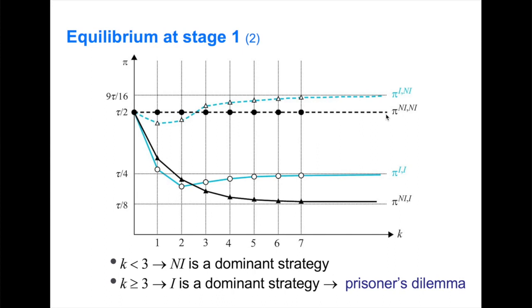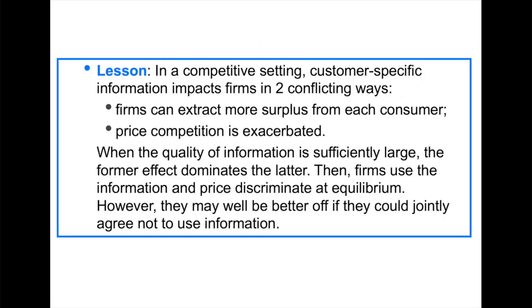But if you look at the total consumer surplus, so if you add up the surplus of all the consumers, then what is lost by some is more than compensated by what is gained by others. So let's just summarize the results. In a competitive setting, customer-specific information impacts firms in two conflicting ways. On the one hand, firms can extract more surplus from each consumer, but on the other hand, price competition is exacerbated. When the quality of information is sufficiently large, the former effect dominates the latter. Then firms use the information and price discriminate at equilibrium. However, they may well be better off if they could jointly agree not to use information.